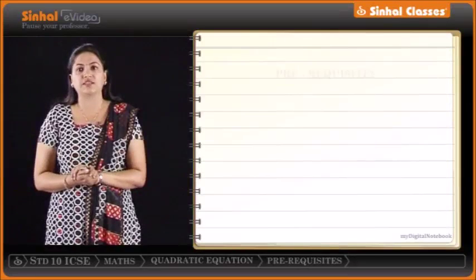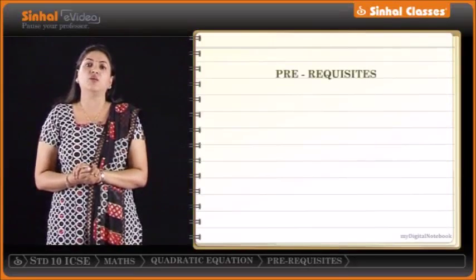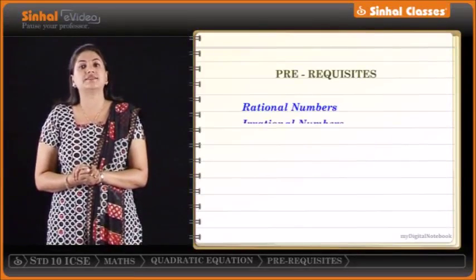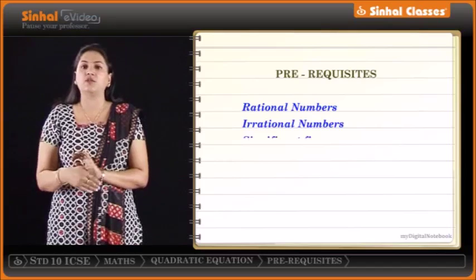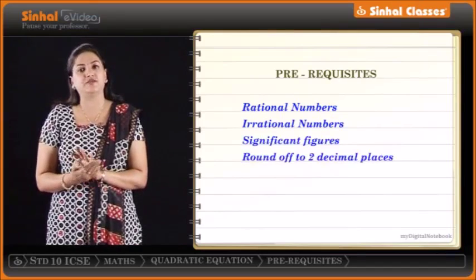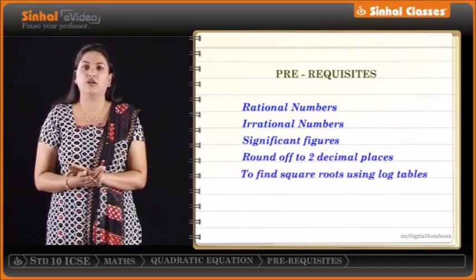Now the prerequisites for this topic are: what are rational numbers, what are irrational numbers, significant figures, how to round off numbers to 2 decimal places, and how to find the square root using log tables.